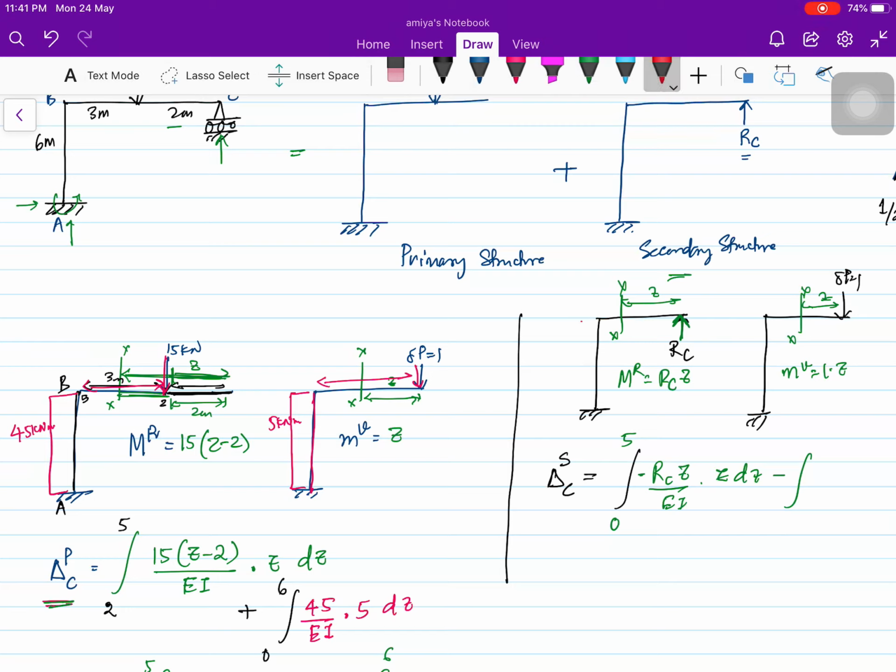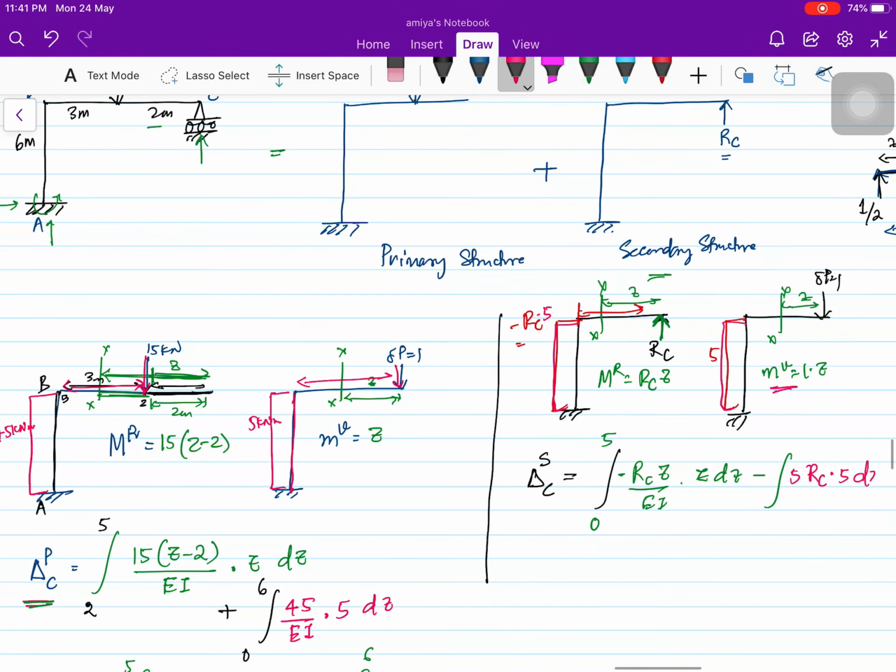Next, the moment for this column, so you can see here RC into Z. Okay, and here it will be 1 into 5. So here RC into Z means here Z is 5 meter. So I can say right here, instead of RC into Z, it is minus 5 RC. So 5 RC. Okay, this is the moment for this, multiplied by 5 virtual moment for this AB. So this is dz. Again, this is from 0 to 6.